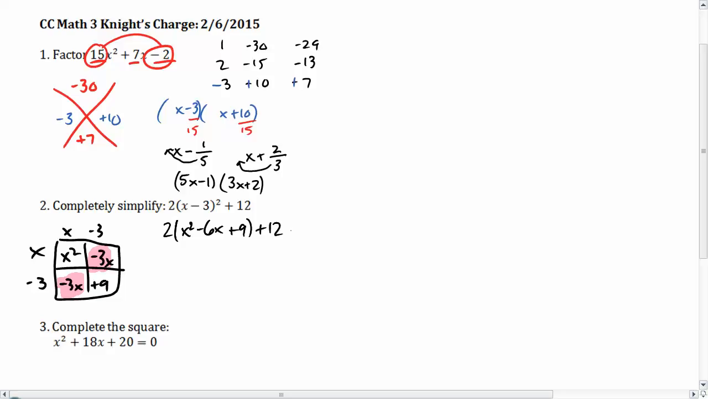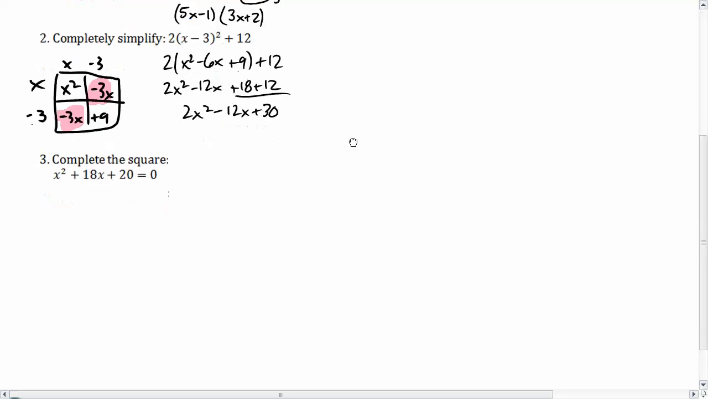Okay, that's one way. Or had you done square, double square, you would have gotten the same thing. x squared, 3 squared, so x squared plus 9, and then -3 times x, minus 3x times 2 is -6x. So that would give you 2x squared minus 12x plus 18 plus 12. Combine those last two terms together, so 2x squared minus 12x plus 30, and you would be done.